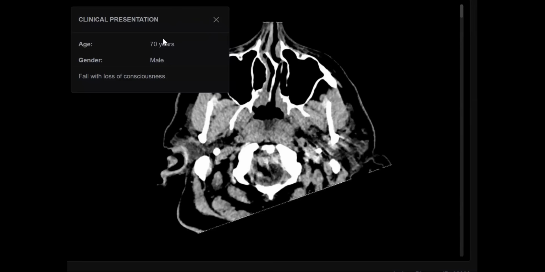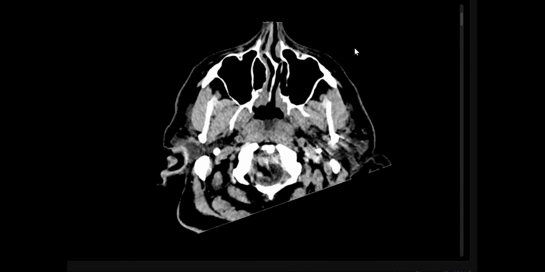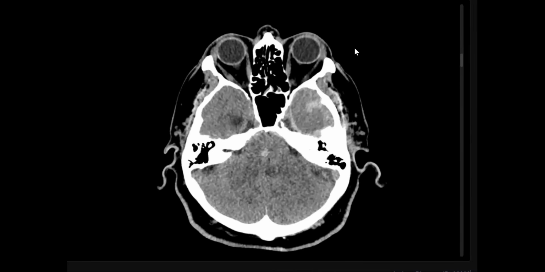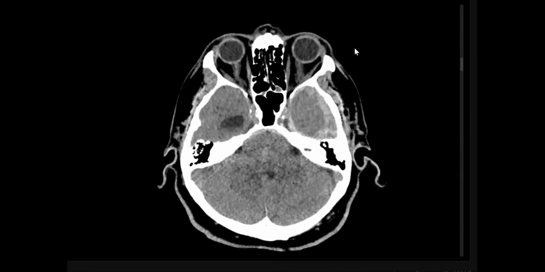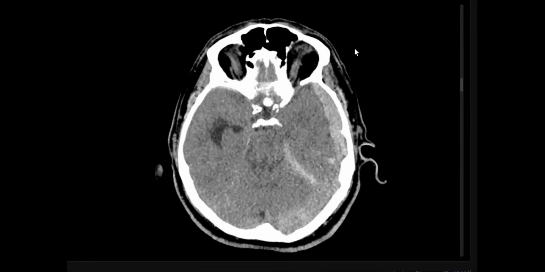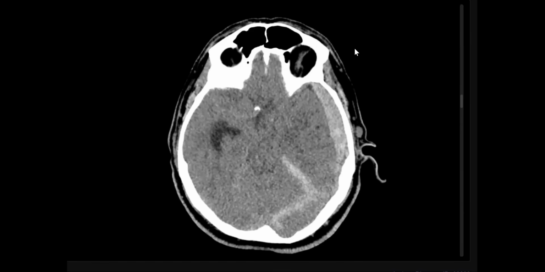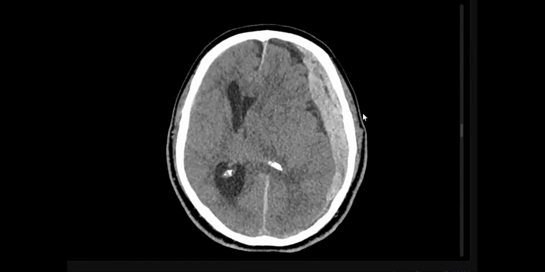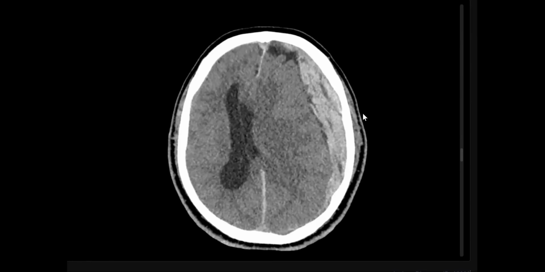Okay, no problem. Elderly patient, fall, then loss of consciousness. I have been presented with axial brain CT images for an adult patient with a history of fall and loss of consciousness. I will scroll until the last cut of the images and then I will come back to my observation.